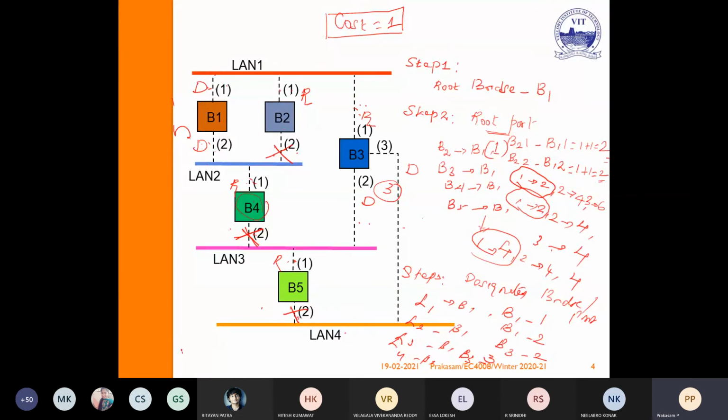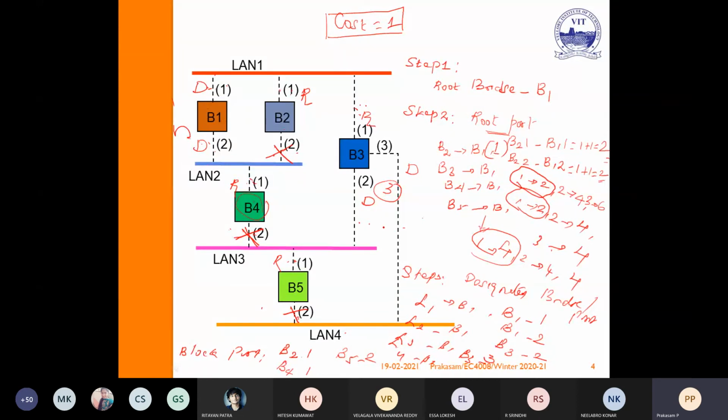So the last step, block ports. You have to write the block ports. First block port, B2, port 1. Second block port, B4, port 1. Third block port, B5. So now these are the block ports.